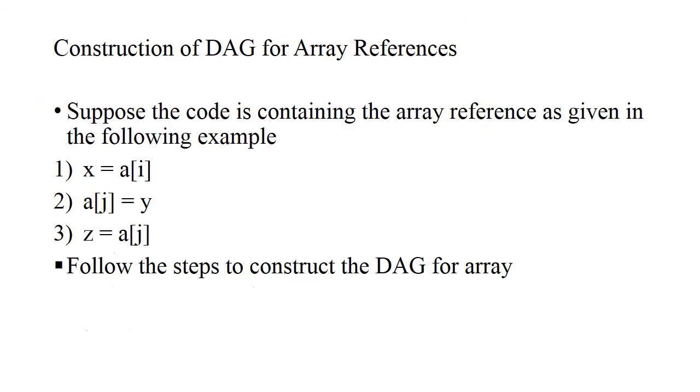Okay. Now we have the construction of the DAG for array references. Maybe in a three address code or in a block, some array references are used. Suppose we have this particular type of instruction where a of y value we want to assign to x, means an array reference is present as an r value. In this case we want to assign the y value to a of j. Now in this case a of j is present as an l value. So we have to follow the following steps while constructing the DAG in which array references are present.